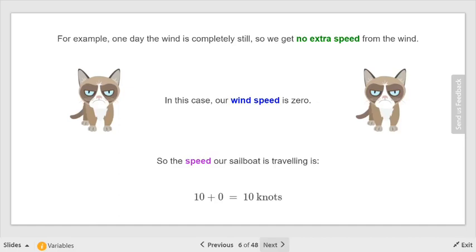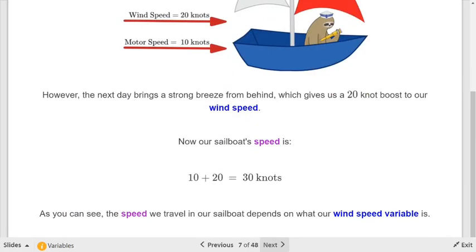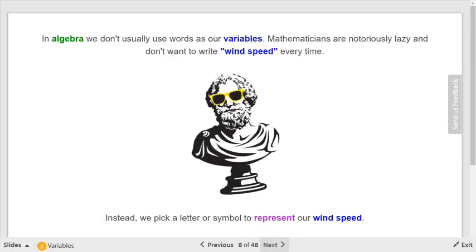So let's say for example, one day the wind is completely still. So we get no extra speed from the wind. In that case, it's 10 plus how much wind? 0 wind, so 10 knots. But what if the wind speed was 20 knots? Then that means that you're going to get 10 plus 20, which is 30 knots, right? So you see you're just adding the wind speed to the engine speed.